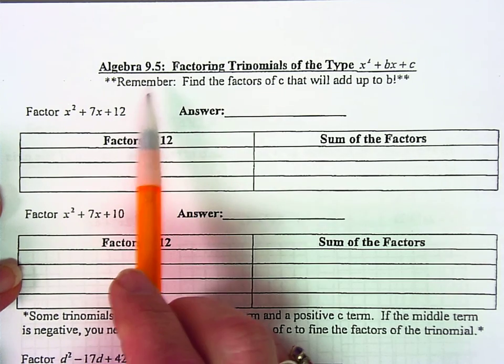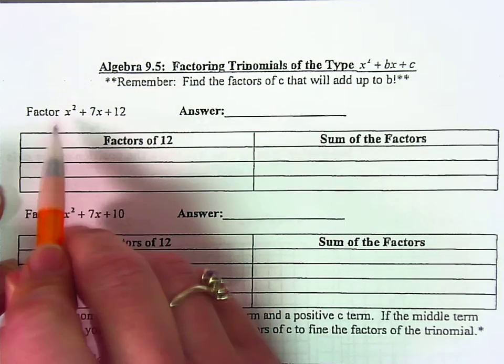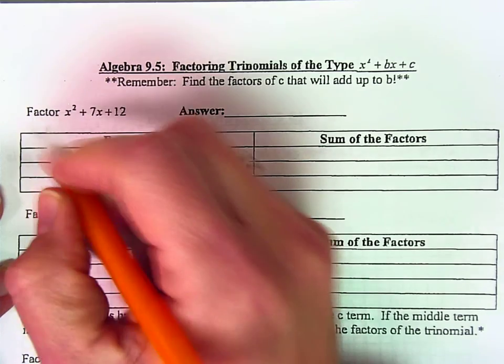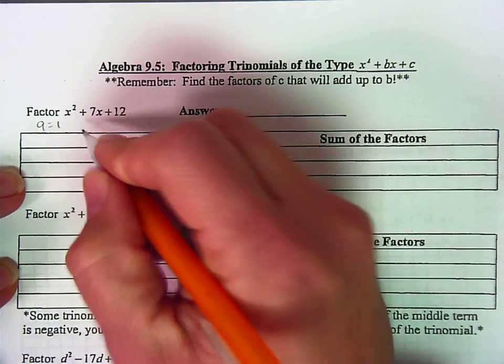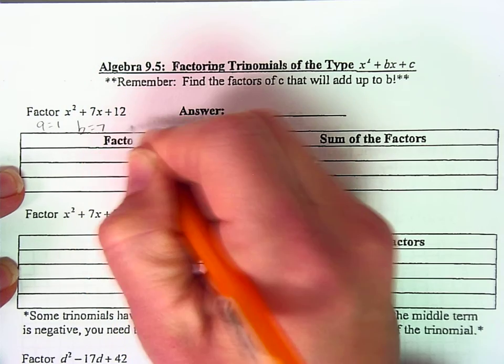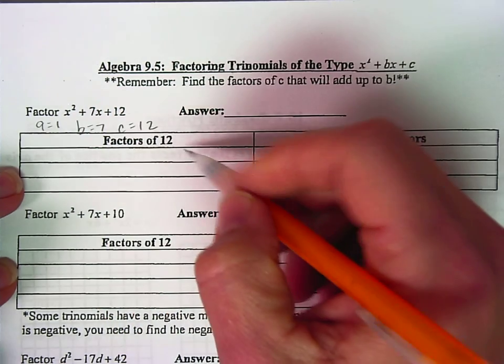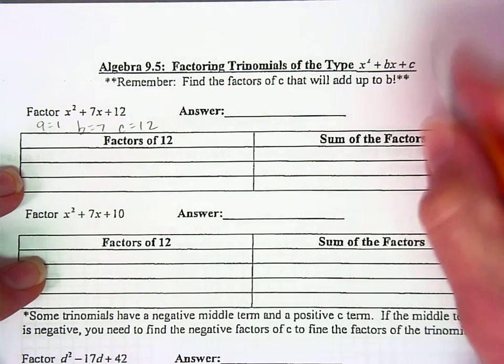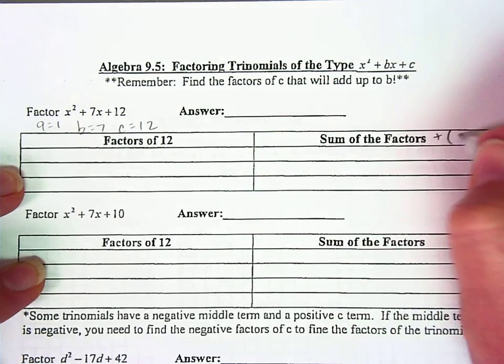remember, the rule for today is find the factors of c that will add up to b. Remember, you have an a value, a b value, and a c value. In this one, the a value is 1. You're not going to need to worry about that. The b value is 7, and the c value is 12. All right, so we want the factors of c, so that's 12, that add up to b, and that is your b value, 7.